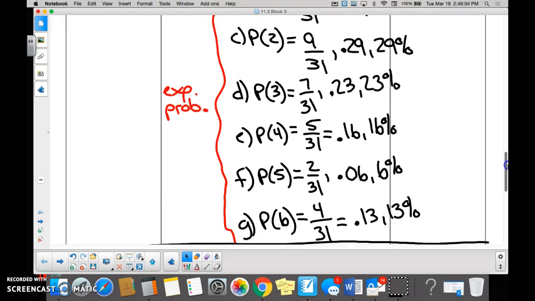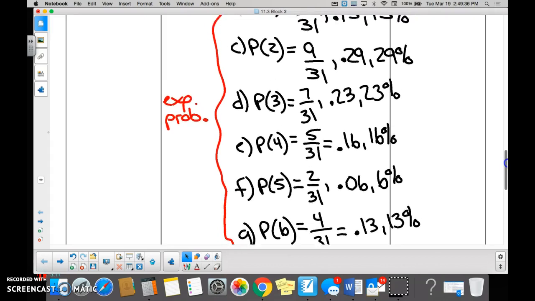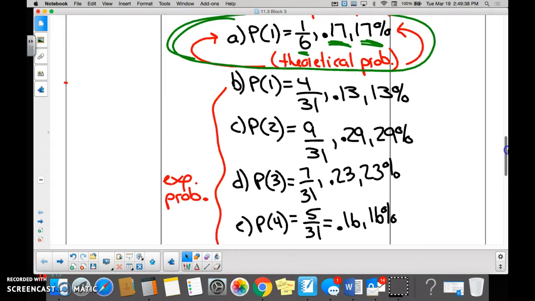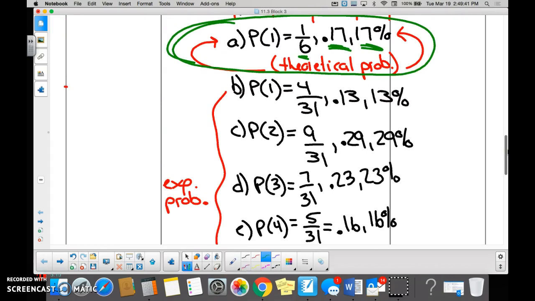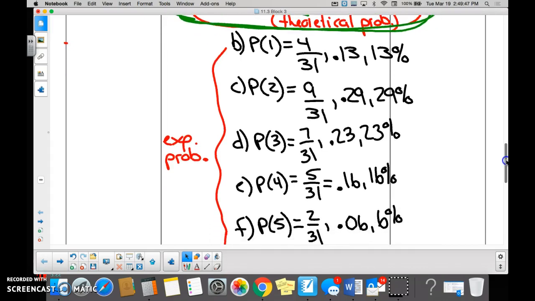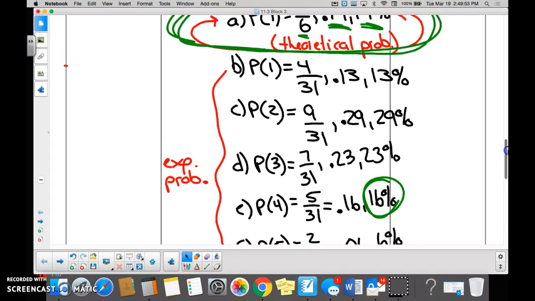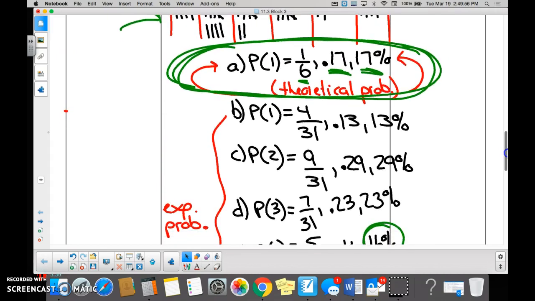Yeah. And then we calculated the decimals and the percents, and we found that the number closest to the theoretical probability, again, the number closest to the theoretical probability was 4 at 16%, right? Yeah. 4 was at 16%, and the theoretical probability rounded is about 17%.